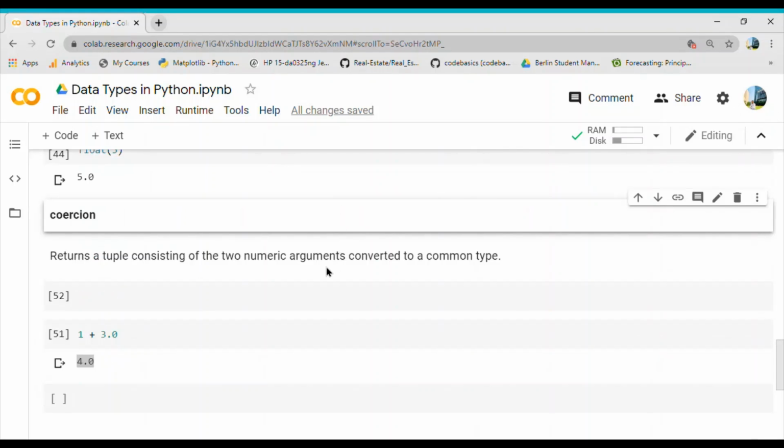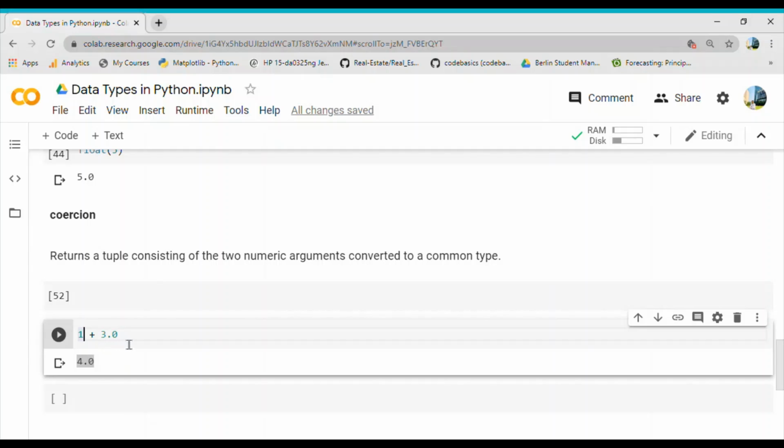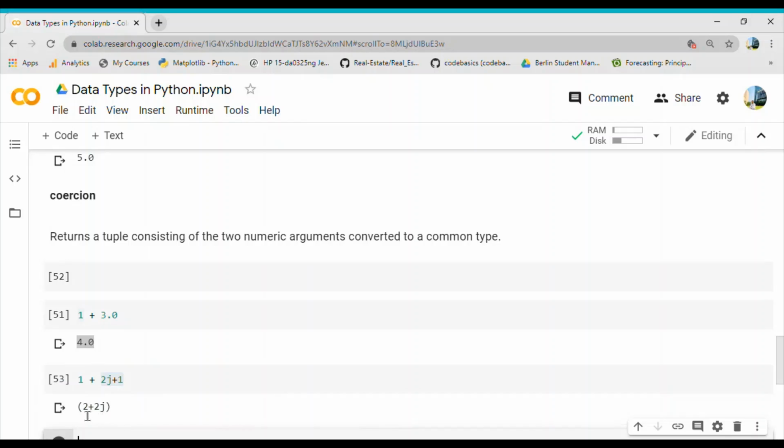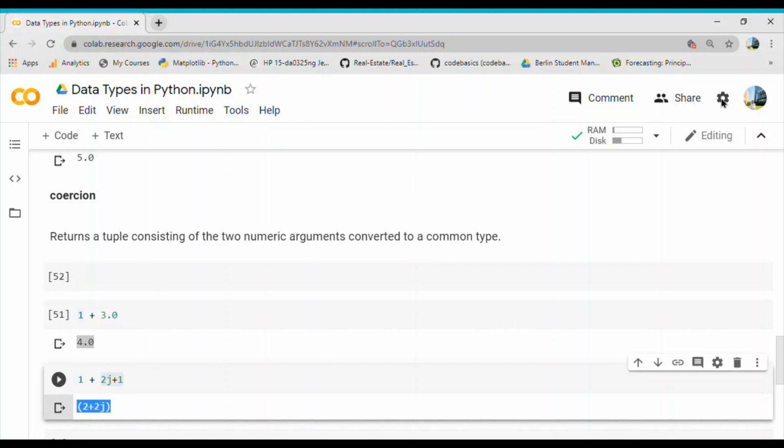I will talk about another important aspect, which is called coercion. Coercion is basically data type conversion. Suppose I am adding an integer with a float, then it internally converts the data type of the integer to float and outputs 4.0, which is of type float. Suppose I am doing it with an integer and a complex number. Here 2j plus 1 is a complex number and 1 is an integer. If I do that, it converts into a complex number. This is called coercion.